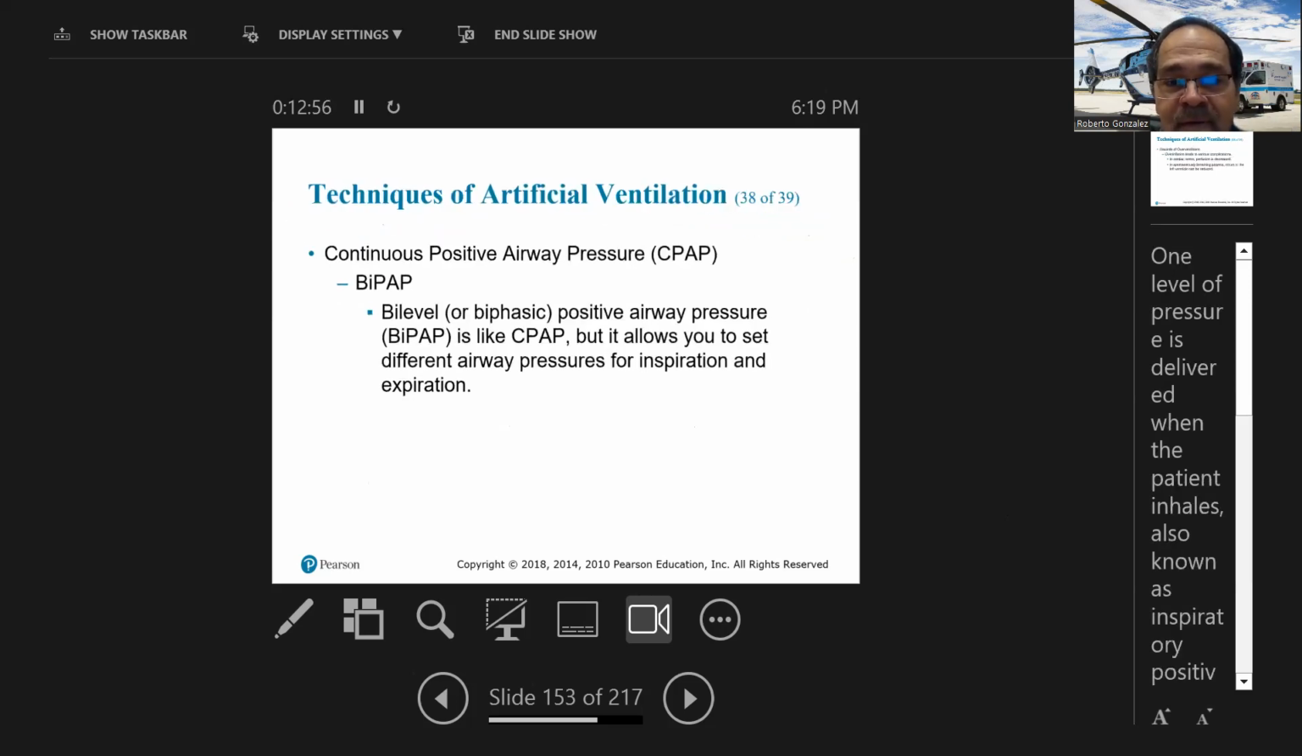Techniques in artificial ventilation. Okay, we have a bi-level or biphasic positive airway pressure, also known as a BiPAP. It's like the CPAP, but it allows you to set different airway pressures for inspiration and expiration. So you control how much air is going in and you control how much air is actually going out.